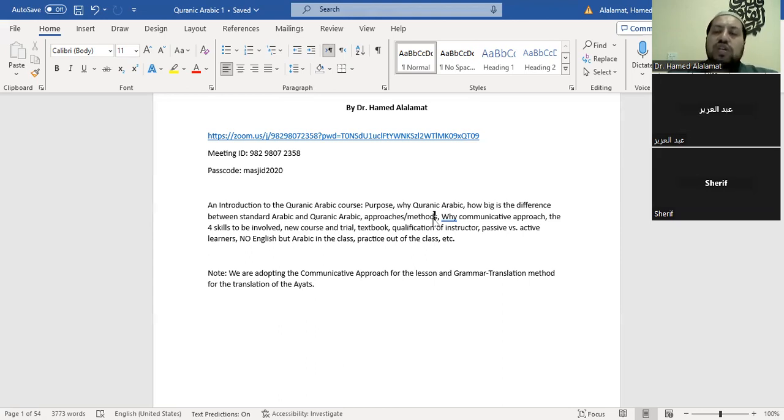However, as a teacher, you can take advantage of other approaches based on the need of the student. This is why I'm using the grammar translation method for the translation. But mainly we should use the communicative approach. Now, what is the benefit of the communicative approach? Number one, it will give you a big opportunity to practice the language, not only in the classroom, because it is for communication, so go ahead and practice the language.